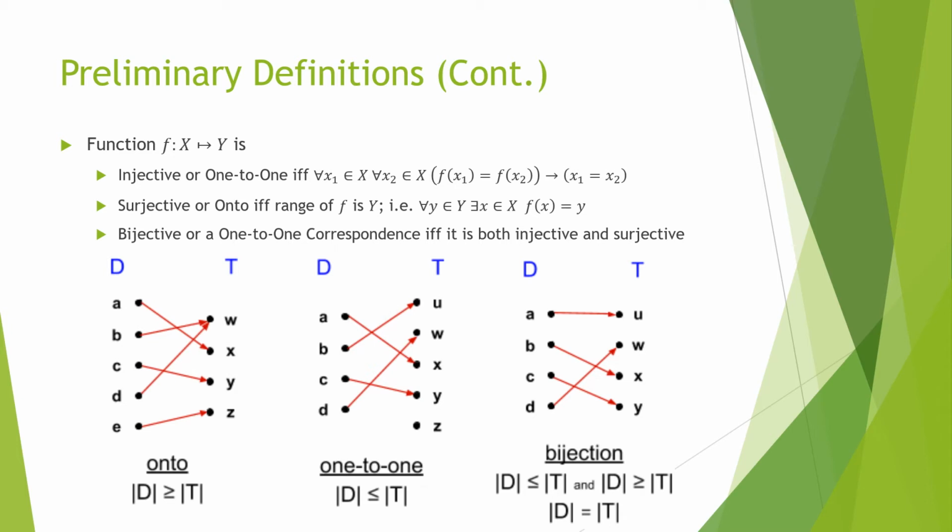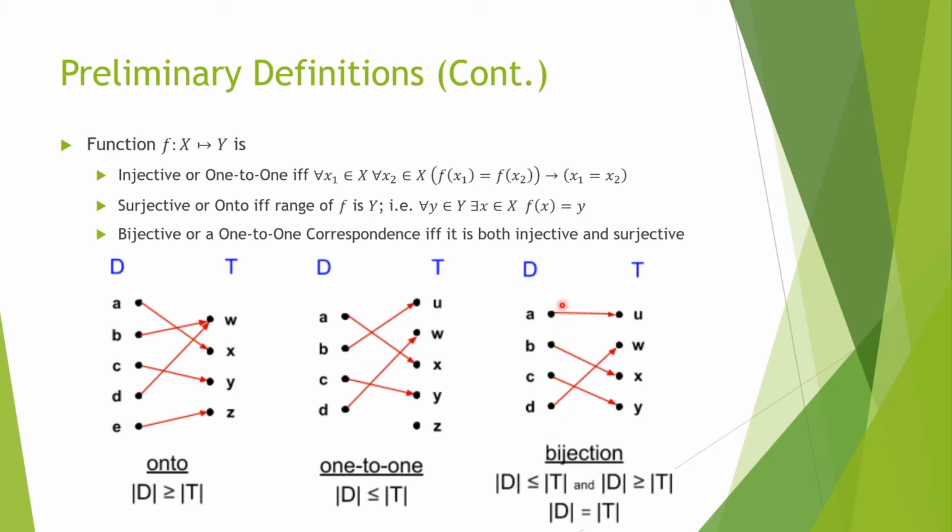Why is it one-to-one? Because you don't see any two distinct elements in the domain that are mapped to a single element in the target. Every element in the domain is mapped to a different element in the target. So this is a one-to-one function. And finally, the third diagram shows a bijection. Why? Because it is both one-to-one and onto.